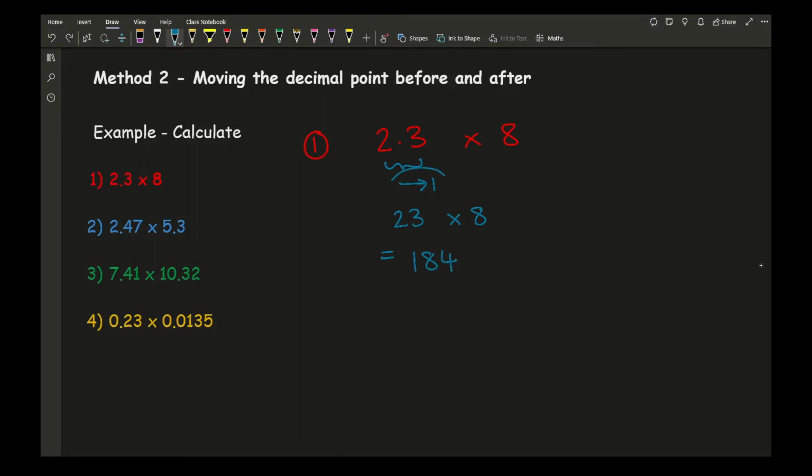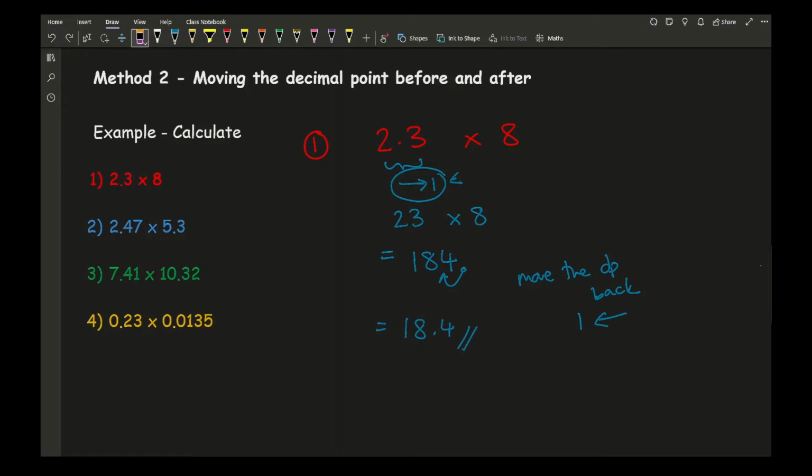Now, because I moved the decimal point 1 place to the right at the start, what I now need to do is move the decimal point back. And so because I've moved it 1 place to the right, I now need to move it 1 place to the left. And if I do that, again, if you don't see a decimal point, imagine it's like a full stop. It gives me the correct answer of 18.4.